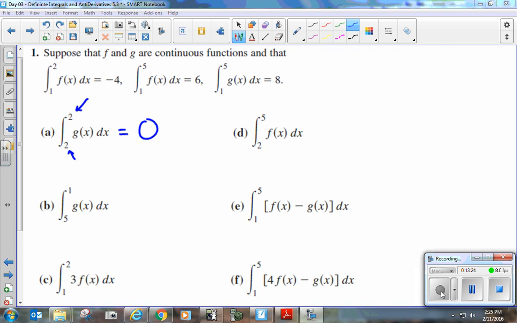Why is it -8? Yes. The integration of g of x is 8. But when I flip my upper and lower bounds, I have to negate it. That's equal to the negation from 5 to 1 of g of x, which is basically taking g of x and negating it, which is 8 and negating it. Okay? So you see how these are? Not too bad. What about c?